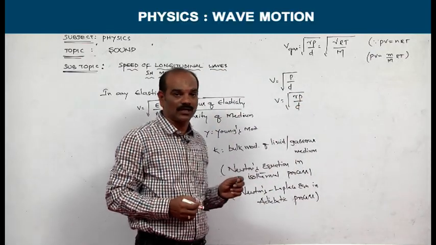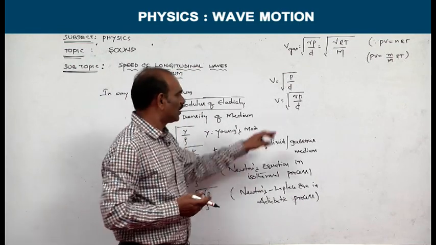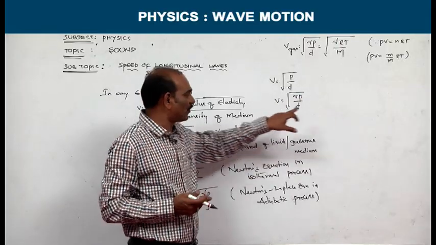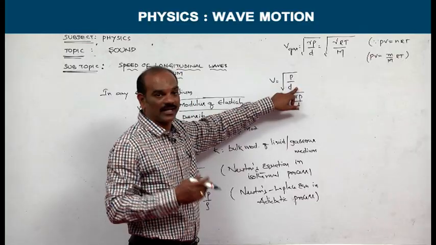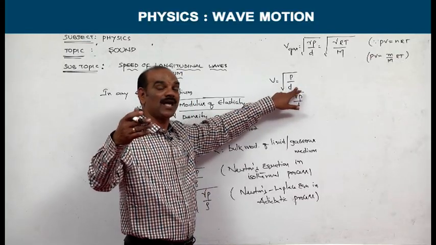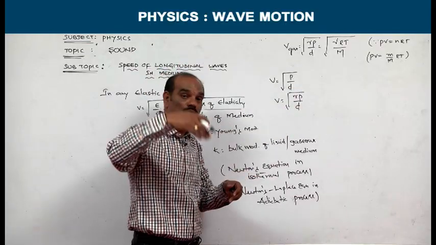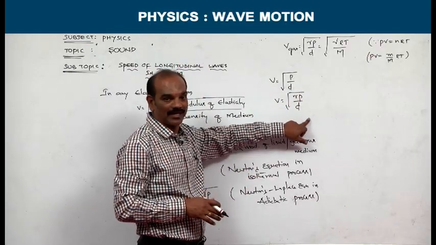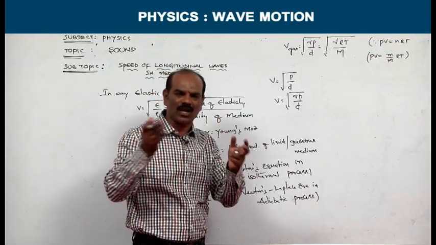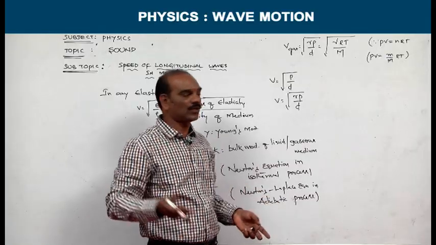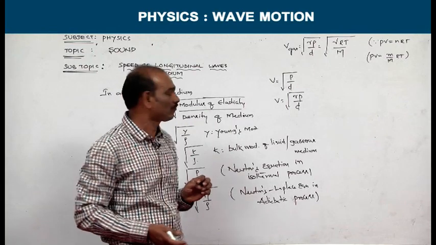According to his assumption, the medium obeys adiabatic conditions. That means under adiabatic conditions, V = √(γP/D). So V = √(P/D) is what you call Newton's equation. Laplace modified Newton's equation and formulated the new equation as √(γP/D). Using this equation, the theoretical value and the practical value almost coincide. So we use the formula √(γP/D) to find the speed of sound through gases.